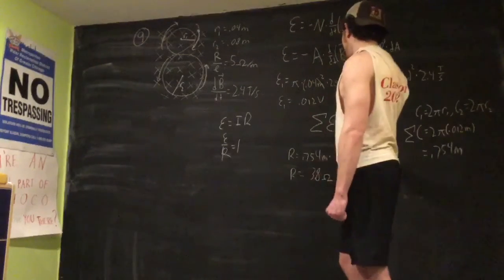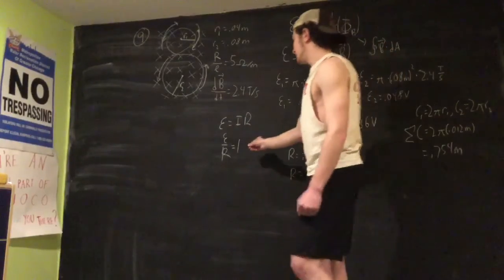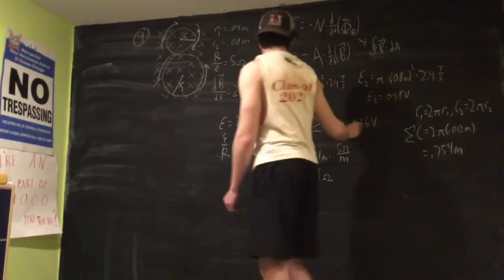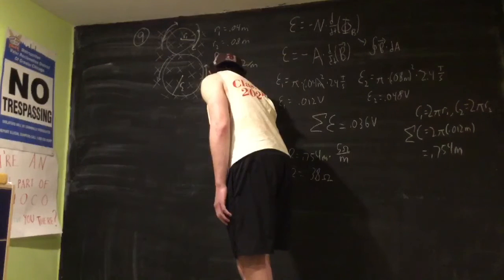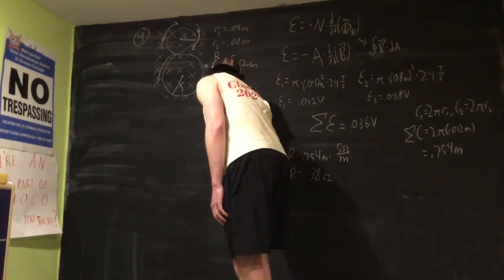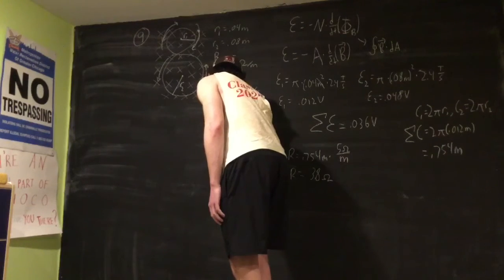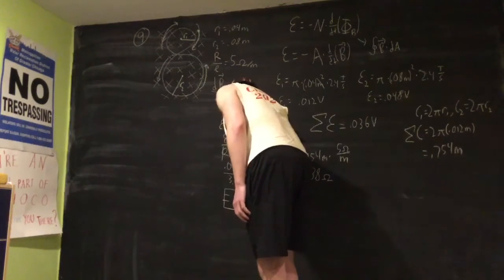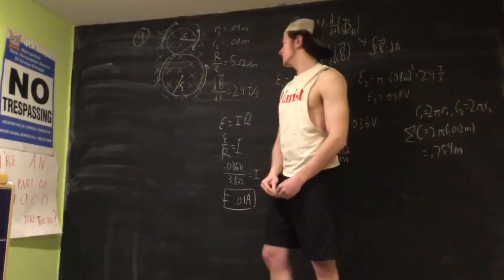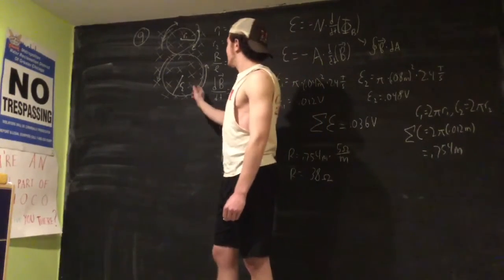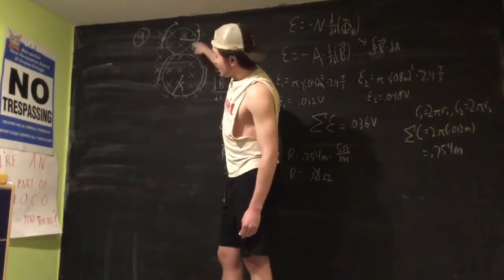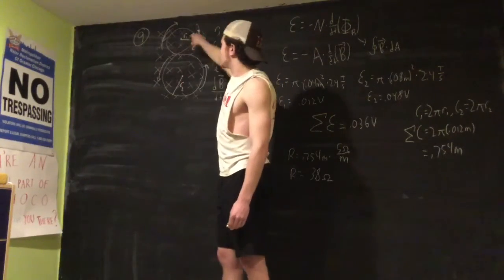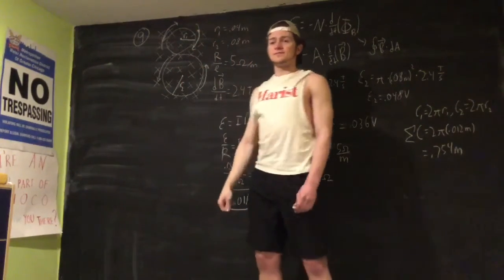And now that we know this and we know this, we just put them together in there. 0.036 over 3.8 ohms. This results in 0.01 amps. So that's the magnitude of the current in the loop. And like I said before, it's going to be going counterclockwise in the bottom loop and clockwise in the top loop.